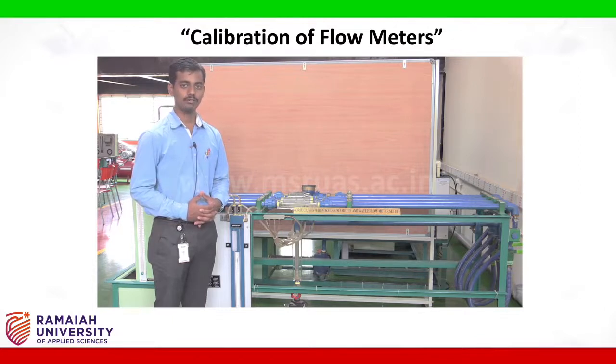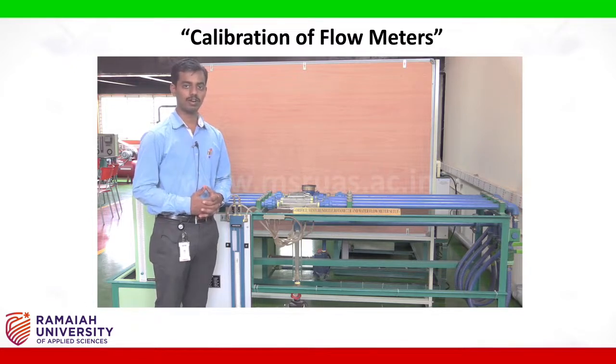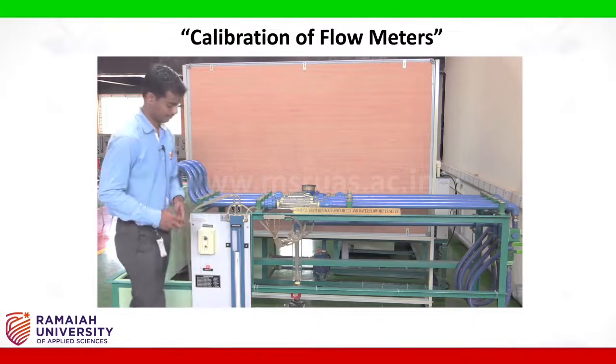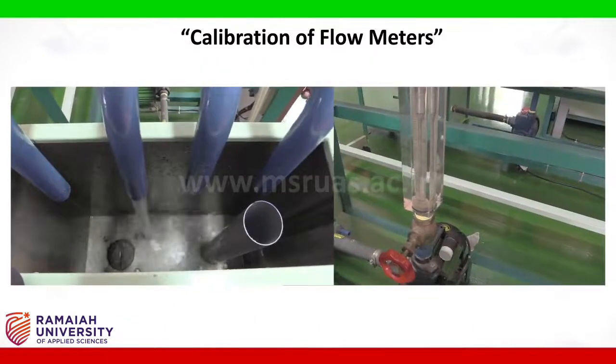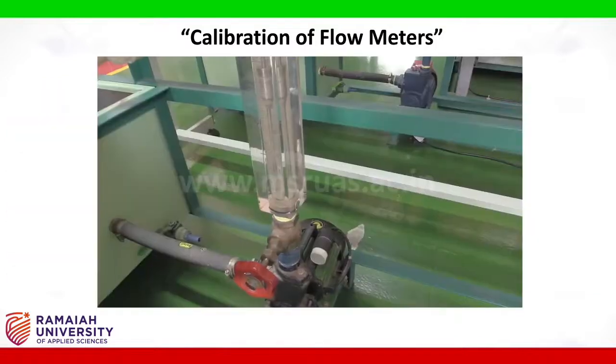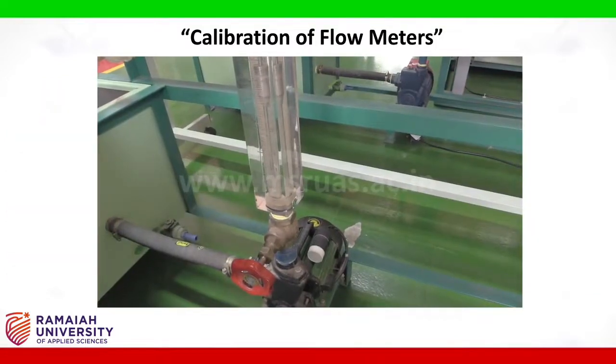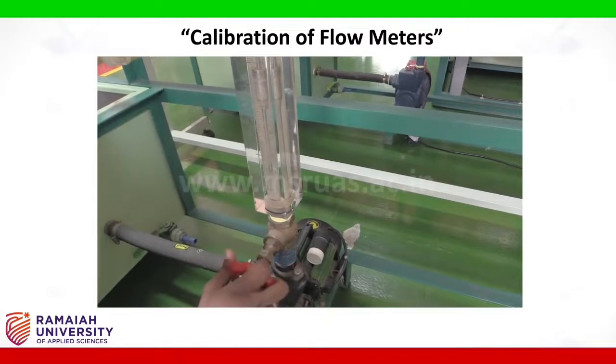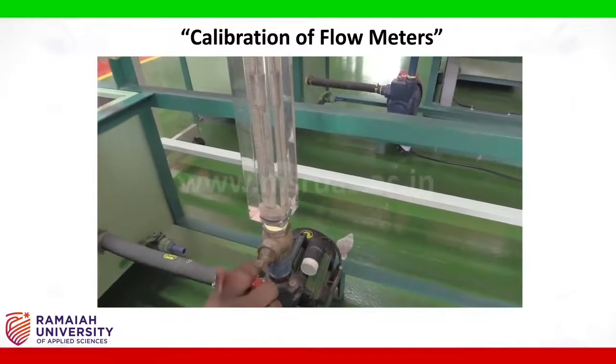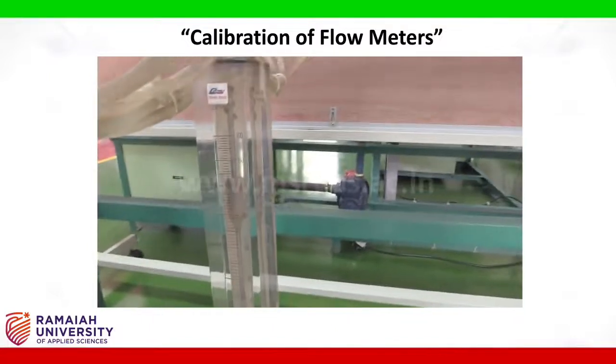Remember, now we are doing the calibration experiment on the nozzle meter. Here we are again taking the calibrated rotameter as the standard because the nozzle meter is connected through the rotameter. Now we shall start the pump. In the beginning, we shall again set the value of the rotameter to 40 liters per minute by slightly closing the discharge valve.